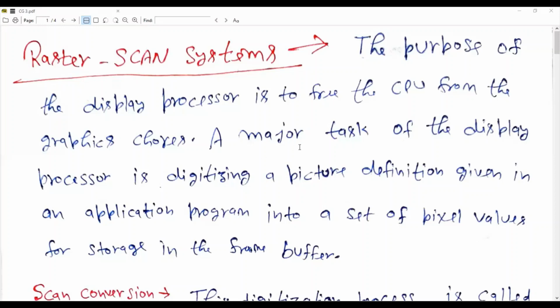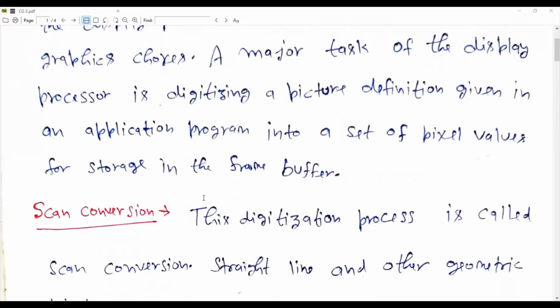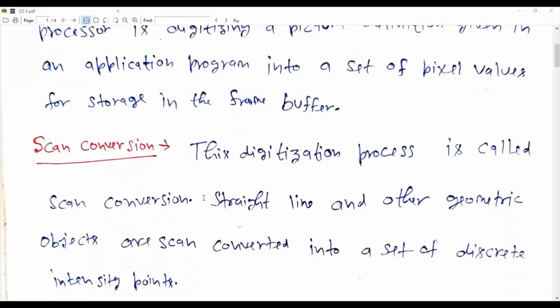A major task of the display processor is digitizing a picture. It means we have a picture and its definition in pixel form. And as we know, every pixel has some values which are stored in the frame buffer. So this is the main task of raster scan systems. We have some major components of this.